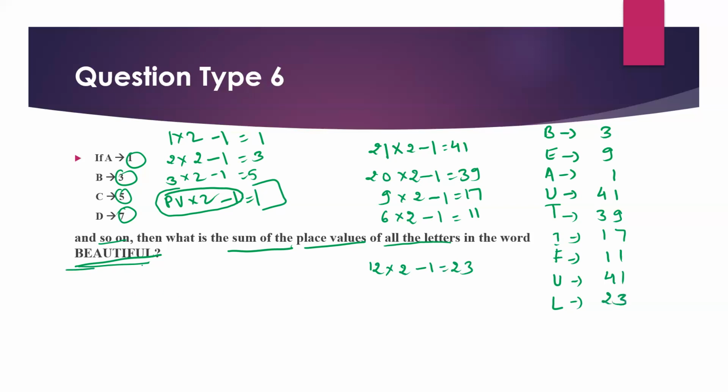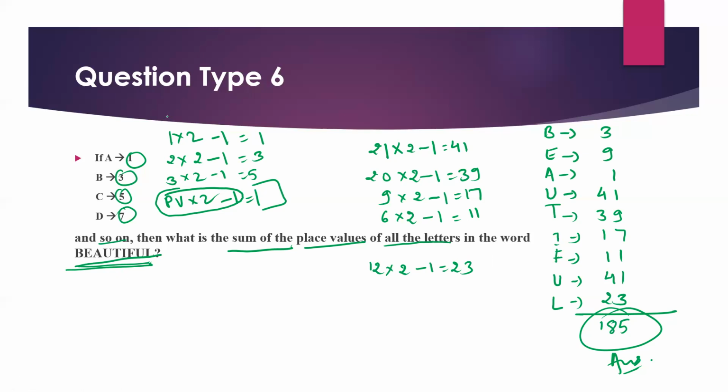We have changed all the letters in the word beautiful. B, E, A, U, T, I, F, U, L. Now we have to do what? We have already changed the letters. Now we have to find the sum of place values. So what is the sum of this? Do it. What do we get? 185. So our answer is 185. Got it? Understood what we have to do here?